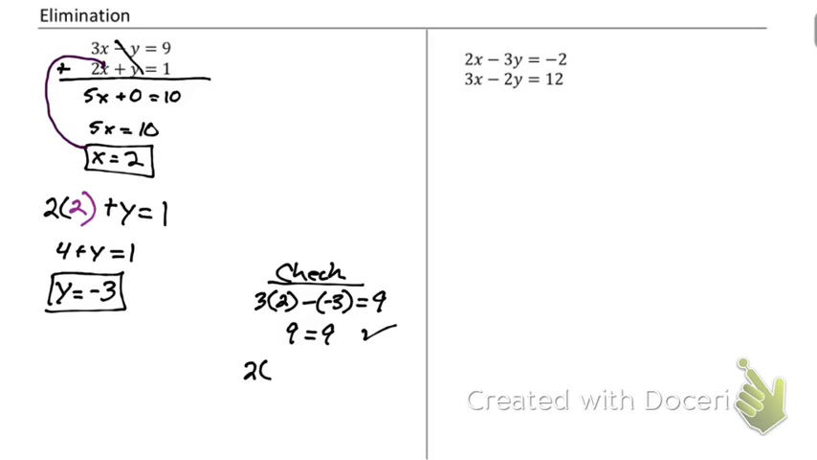I'd have 2 times my new x value is 2 plus that negative 3. According to that, it should equal 1. Well, 2 times 2 is 4. Minus 3 does equal 1. We have 1 equals 1. We are good. I didn't make any mistakes.